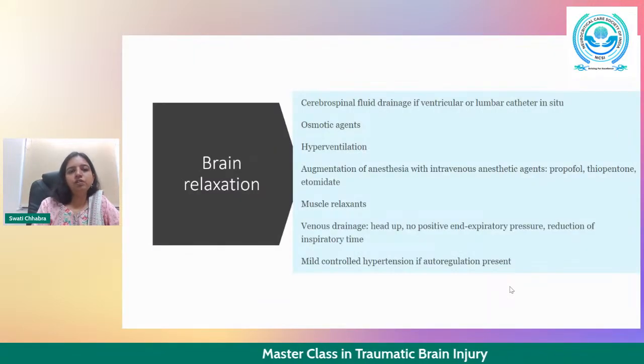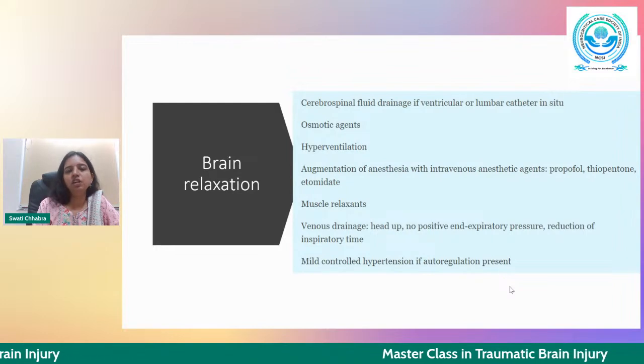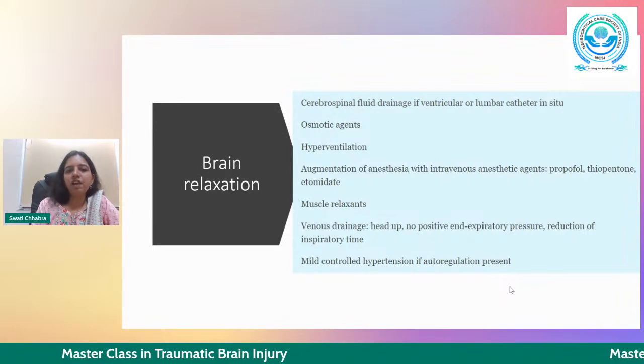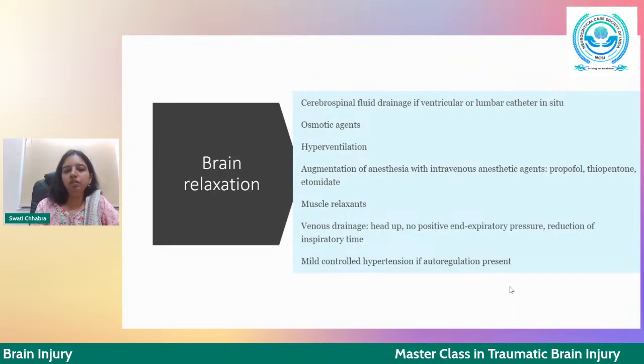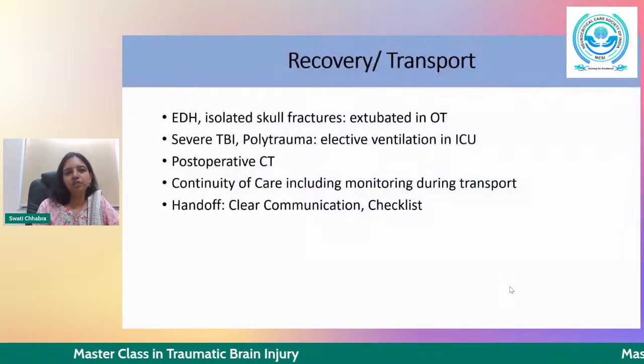And we should also address brain relaxation with the techniques which we use in other neurosurgical patients, like CSF drainage, use of osmotic agents, hyperventilation till the permissible levels, augmentation of anesthesia, venous drainage by head up, and mild controlled hypertension if autoregulation is present, which is usually not the case with TBI patients.